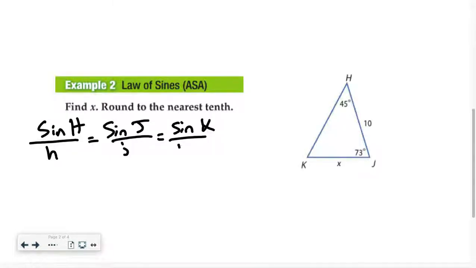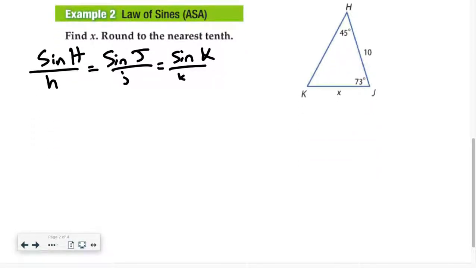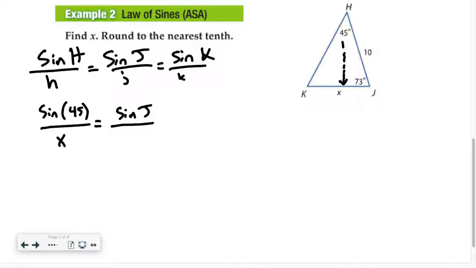So sine of angle H over lowercase h equals sine of angle J over lowercase j equals sine of angle K over lowercase k. All right, so plugging in now, we're trying to solve our proportion. We've got sine of angle H is 45 degrees over the side opposite H, that's X, so that's part of the proportion we're going to need to use. Sine of angle J, we do have that. Oh, we have angle J, excuse me. Substitute that in there, so 73.